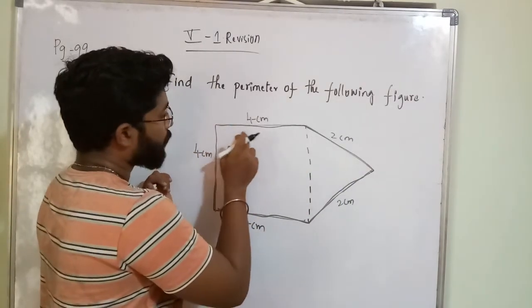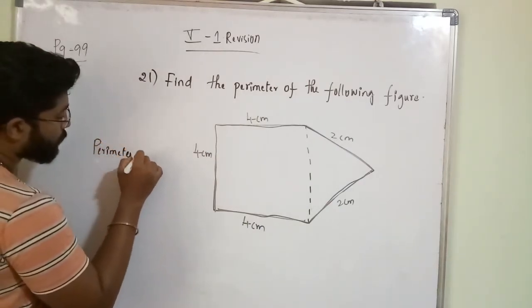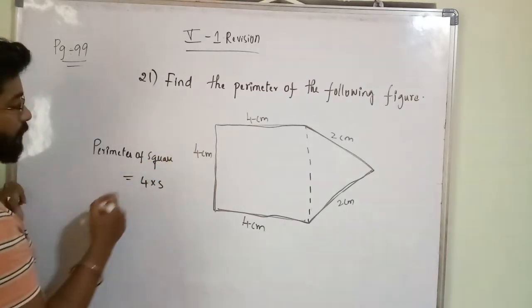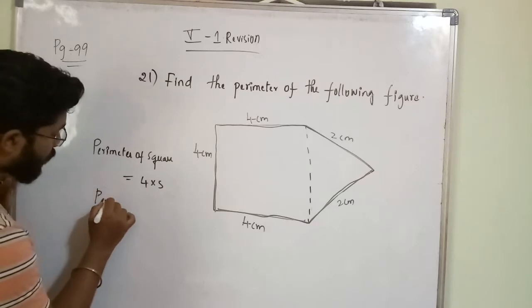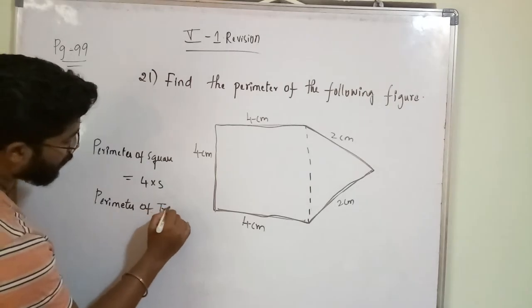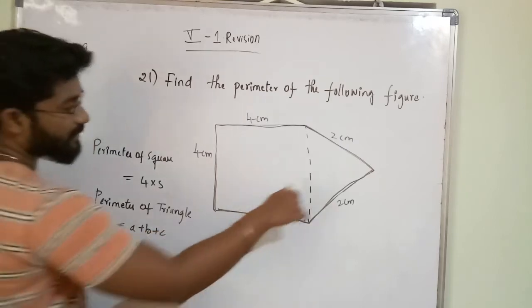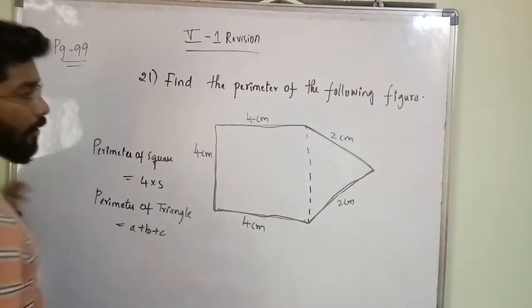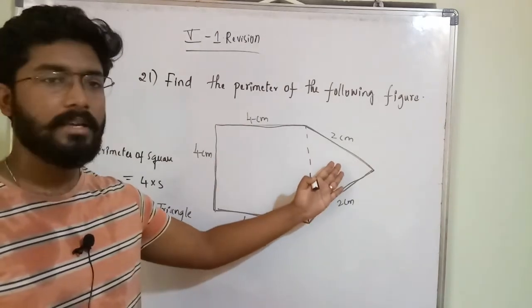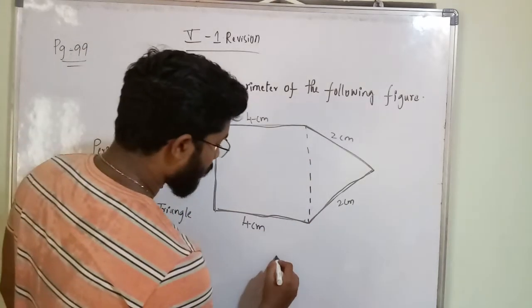So the perimeter of a square is 4 into side. Each side is how much? 4 centimeters. Perimeter of a triangle is equal to the sum of three sides. So this is A, B, C. Like that we have to draw. But he has given a line in between the square, and he has divided the given figure into two parts. Actually your figure should be like this.